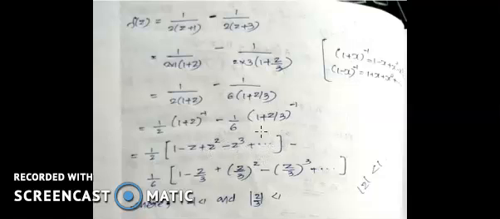Similarly the second term: minus 1 by 6 into the expansion, which is 1 minus z by 3 plus (z by 3) the whole square minus (z by 3) the whole cube plus etc. Just increase the power: 1, z square, z cube, like that. Increase the power: 1, z by 3, (z by 3) the whole square, (z by 3) the whole cube. But you have to take alternate signs, minus, plus, like that.